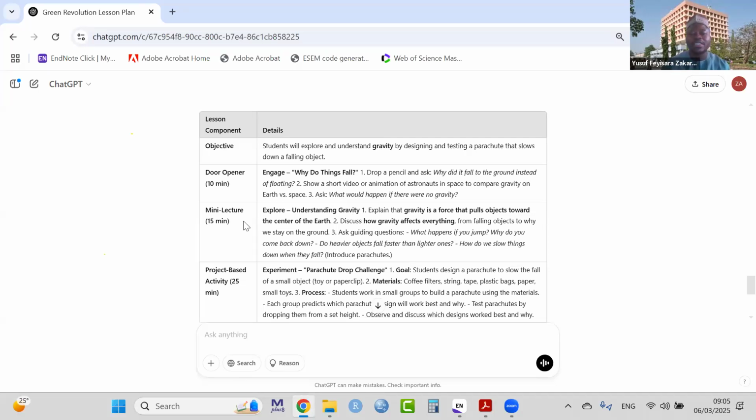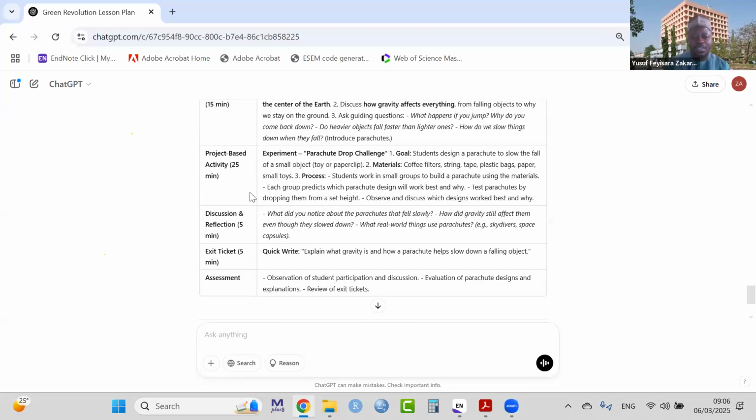Then you have the lesson, the lecture, where you explain gravity as discussed. This is where you bring your lesson note and write everything here, from your textbook or from wherever you are bringing it from. Then you have the project. Project is an activity that the students will do. Then we have an example here. Experiment, parachute drop challenge. Goal: students design a parachute to slow the fall of a small object, a toy or a paper clip. The materials that you need: coffee filter, string, tape. The process of doing that, it explains everything for you. You don't have to bother much. You as a teacher, you study this before you go to the class.